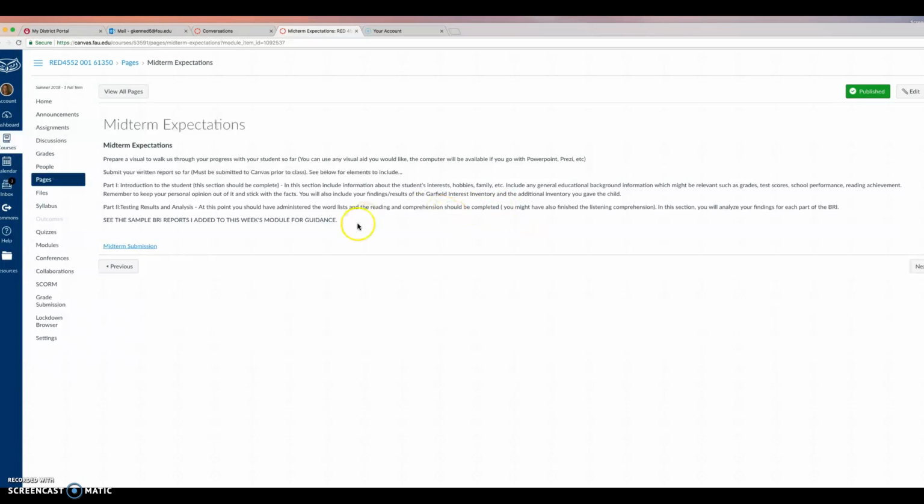And so at this point, you're going to start working on the report part of the test results and analysis. So you would outline your word lists, maybe create a chart showing some of the errors, and then analyze that. So what do you find? What are some strengths? What are some weaknesses? And then you'll do the same thing for the oral reading. And then you'll do the same thing for the comprehension, and there will be a final section for listening.